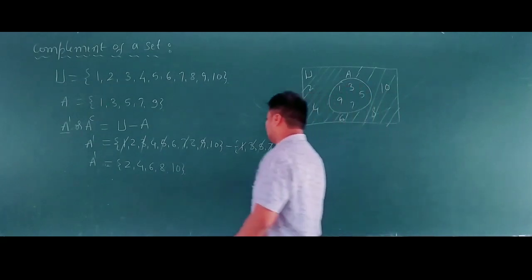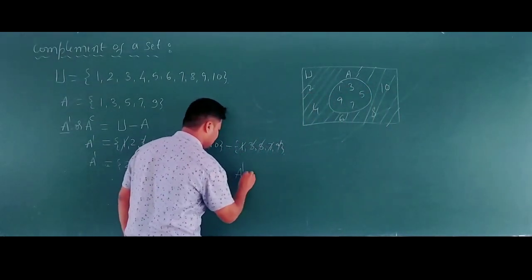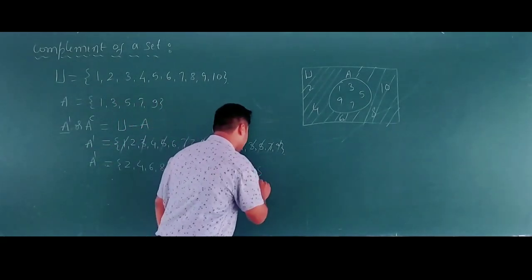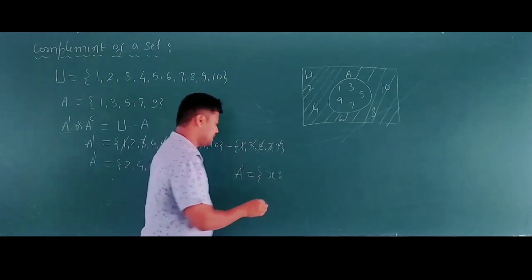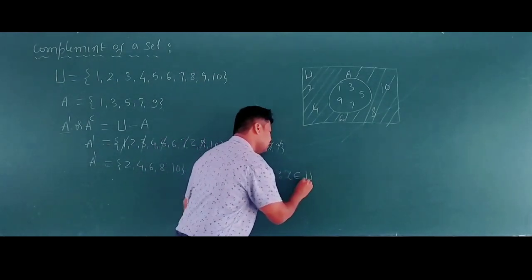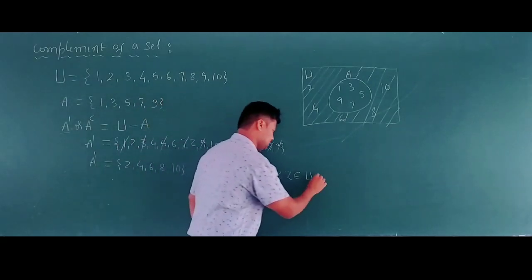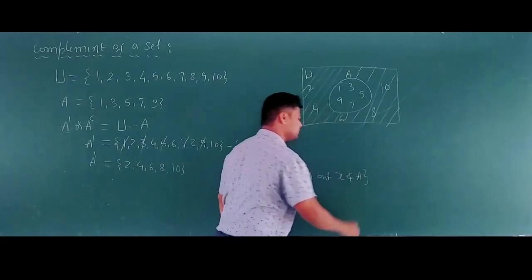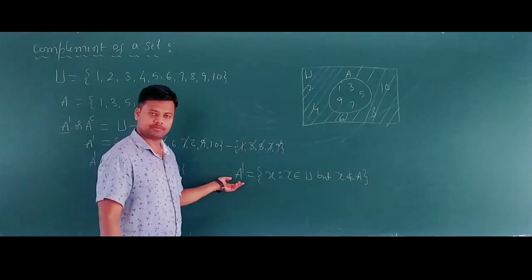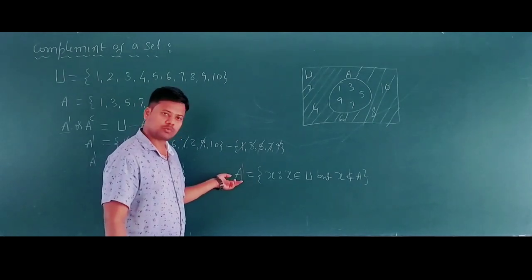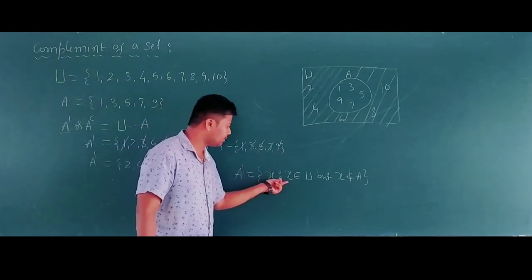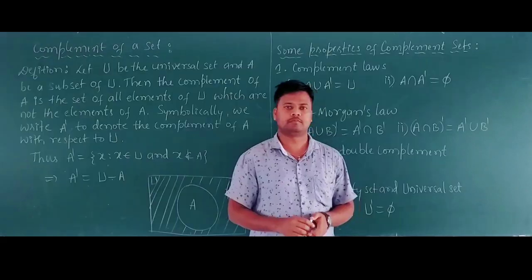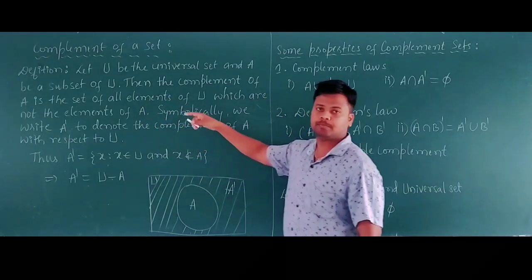So symbolically, we write the complement of set A as the set containing elements X such that X belongs to U, but X does not belong to A. So this is the definition of A dash. That element must belong to the universal set, but that element does not belong to set A. See the definition of a complement of a set.